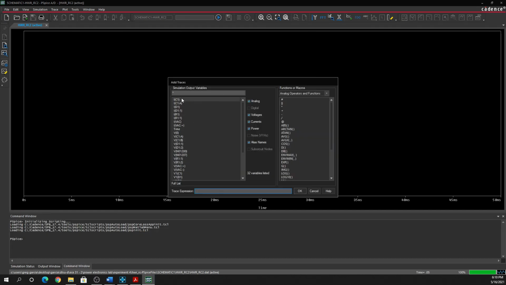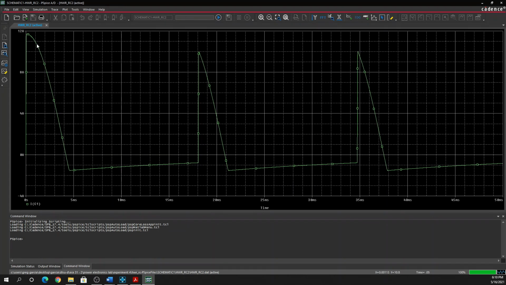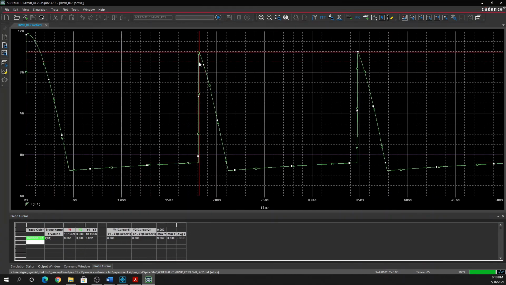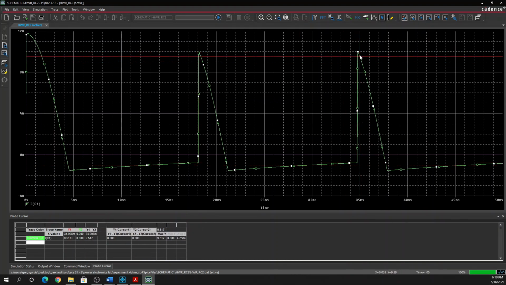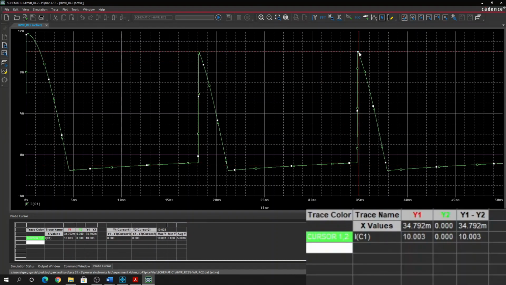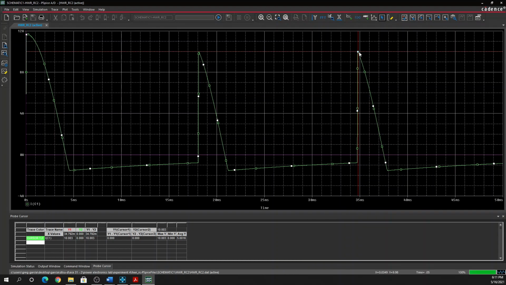At trace, IC1. Here the peak capacitor current in the first period is also higher than the steady state peak capacitor current. Let's also measure using the cursor. The peak capacitor current in the second period is 10.003 amperes. Now let's measure on the third period. Here in the third period, we also recorded the same peak capacitor current as in the second period, 10.003 amperes. So the steady state peak capacitor current is 10.003 amperes.